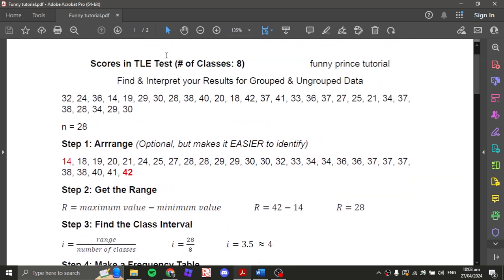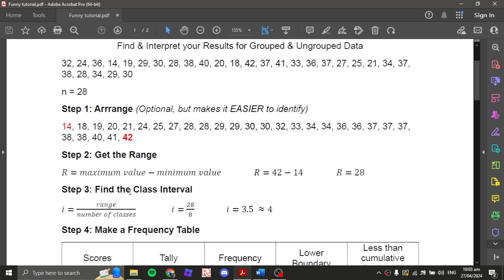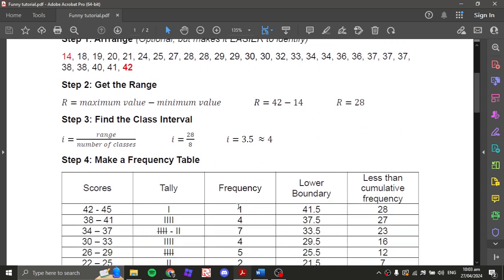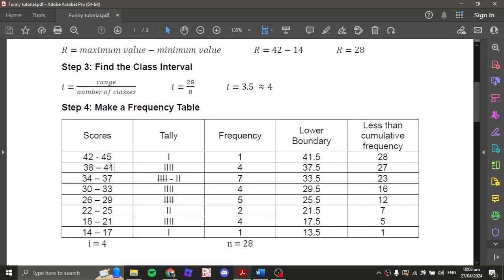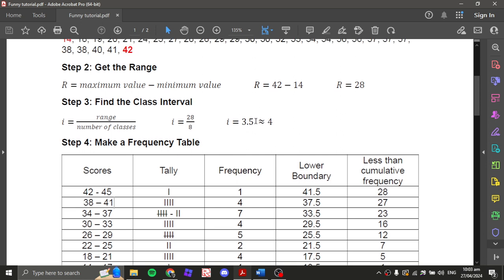Now remember, the number of classes is 8. The range is 28, so 28 over 8 is 3.5. Now we have to round off the class interval, otherwise it needs to be a whole number so we can identify our interval in scores. So it's rounded off to 4.